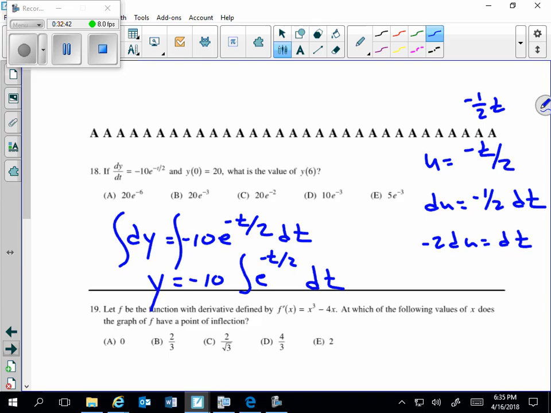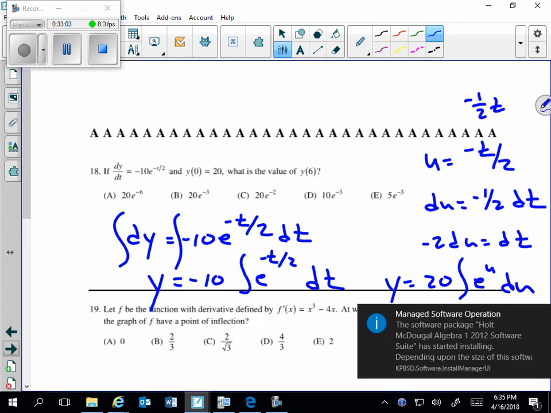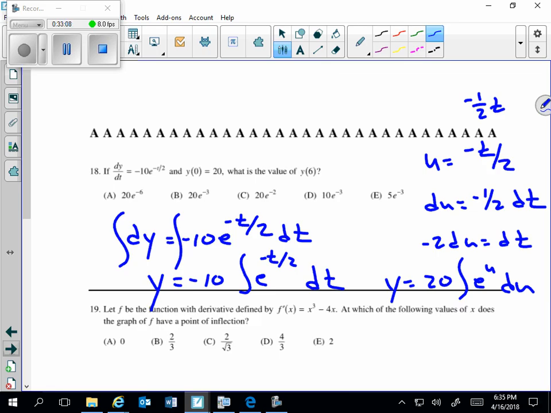Take the dt out, put that in its place, and so I get y equals negative 10 integral of positive 20, so I'm multiplying by negative 2. And I get e to the u du, where u is equal to my negative t over 2. Integral of e to the u is e to the u, so I get y equals 20 e to the u. And now I can stick my u back in, negative t over 2.